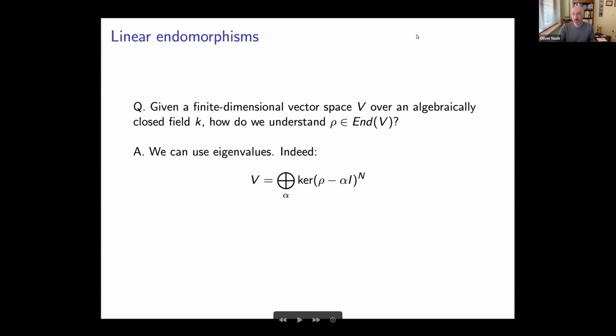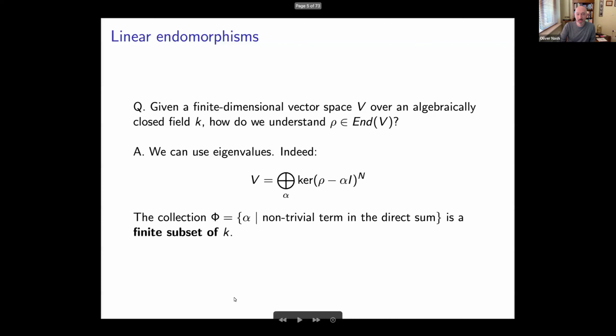Use eigenvalues. You can decompose the space as a direct sum of generalized eigenspaces, and depending on what you mean by understand, that goes a long way to helping understand this endomorphism rho. And the thing that I want to take away is that these are the eigenvalues, and their type is a finite subset of scalars, your field. So you ask this question, I'd like to understand an endomorphism, and the type of the answer is a finite subset of scalars. Okay, so we're not at root systems yet, but we're on our way.